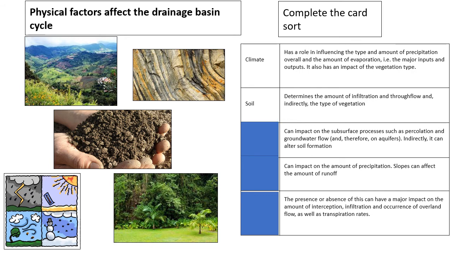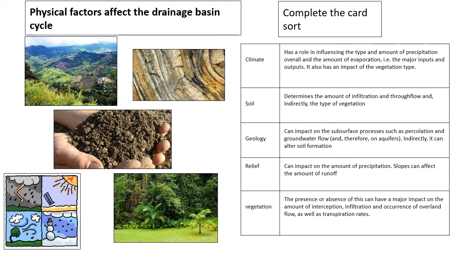Can impact subsurface processes such as percolation and groundwater flow. Well, we know that's water in the rock, so that's got to be the geology. We also know the amount of precipitation slopes can affect the amount of runoff. Well, if we're talking about slopes, we're really talking about the shape of the land, and the technical name for that is going to be the relief. And we know that relief rainfall is one of our three types. And lastly, interception, infiltration, overland flow, transpiration. This is all talking about the impact of vegetation. So they are your 5 physical factors affecting the flow of water in a drainage basin.